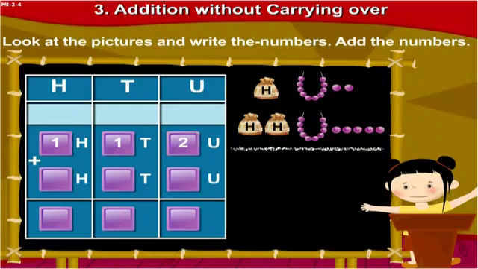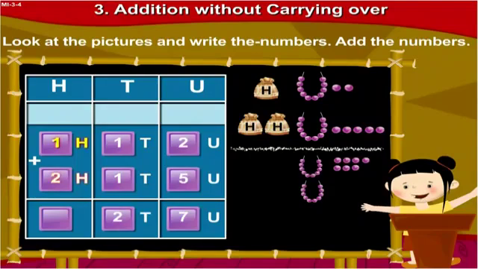Now the second row. It has 200, so we will write 2 over here. 110, so we will write 1 over here. And 5 units, so we will write 5 over here. Now we'll begin the addition from the units side. 2 units plus 5 units is 7 units, so you'll write 7 over here. Now the tens. 110 plus 110 is 2 tens, so write 2 over here. Hundreds. 100 plus 200 is 300, so write 3 over here. Which means the answer is 300, 2 tens, 7 units.